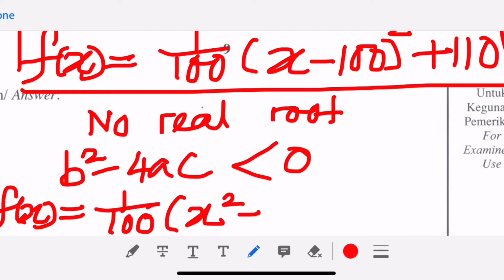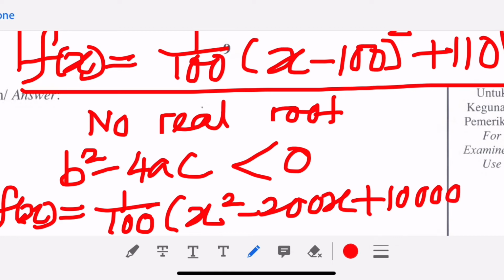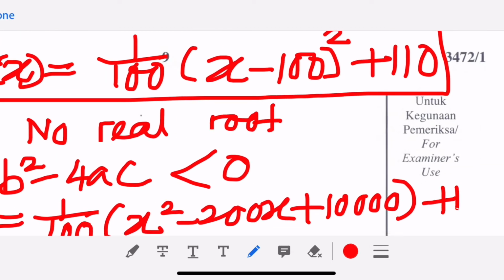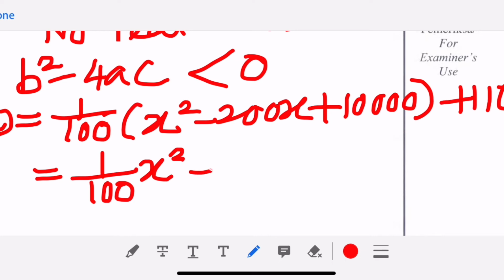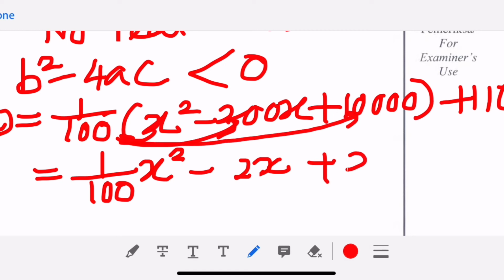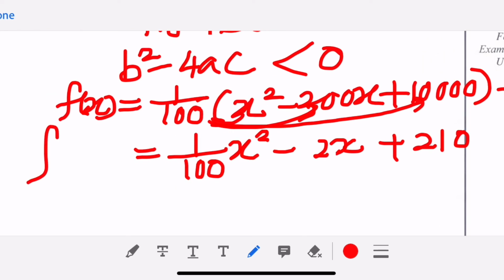So x squared minus 200x plus 10,000, plus 110. Now we need to expand further until we can see the a, b, c. So looks like the a is 1 over 100. And then the b will be negative 2. And the c will be, if we expand, 100 plus 110, which is 210. So this is basically the answer for the quadratic equation.